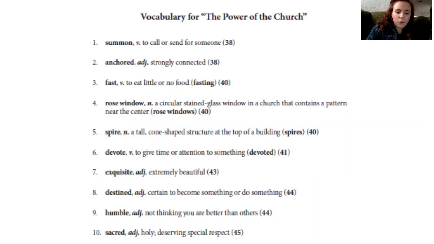The next word is rose window. It's actually 2 words. Rose window. I know what a window is. A rose window is also a thing. It's a noun, and it's a circular stained glass window in a church that contains a pattern near the center. And a lot of times that pattern did look like a rose. We'll learn more about that in this chapter.